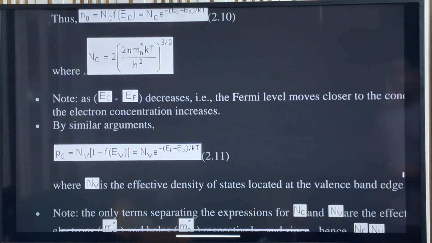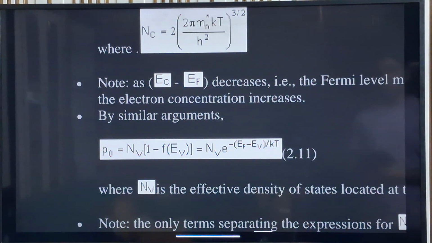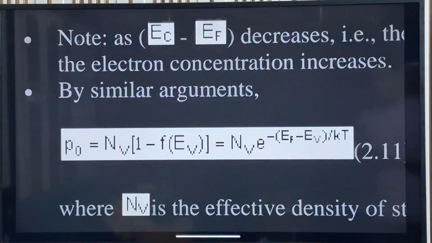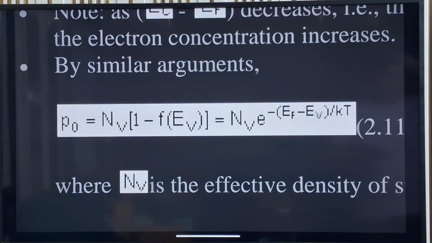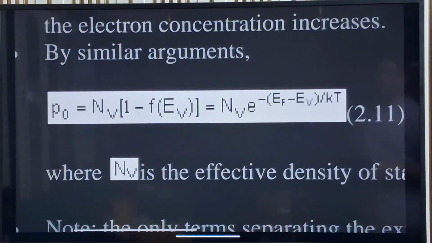And by similar arguments, we are changing the same formula. Nc we are changing to Nv, the effective density of states located close to the valence band. In the Fermi-Dirac distribution, we are replacing E by Ef, and replacing E by Ev, the valence band edge.